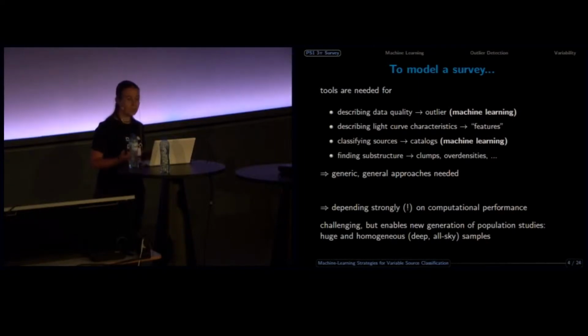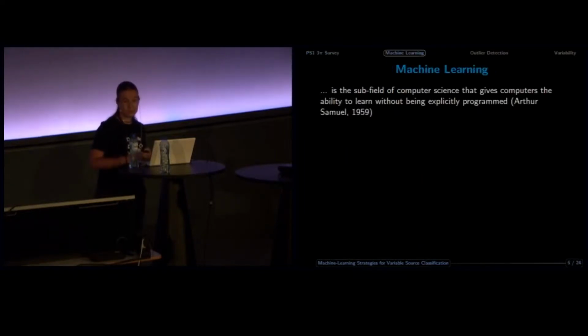So, as I said, we want to apply machine learning. Machine learning is basically a subfield of computer science that gives computers the ability to learn without explicitly being programmed. This is very important here, as if you remember the light curve, it looks very sparse.